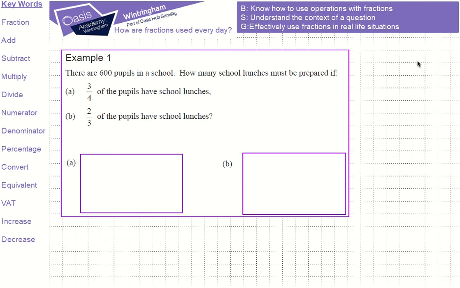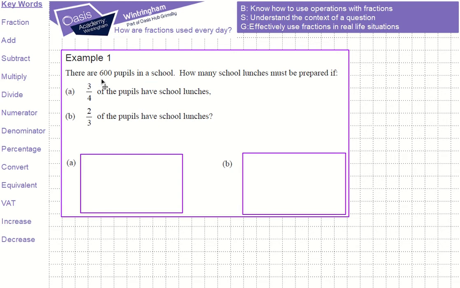Okay, there's a couple of examples to have a look at and then some questions. There's not going to be as many questions today, so it's really about trying to understand what the question's sort of asking you to do rather than doing loads and loads of questions. So, write the question down onto your paper or your tablet and then we'll have a go at working this out.